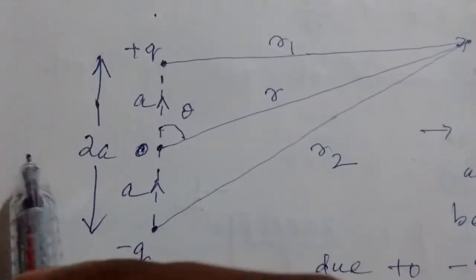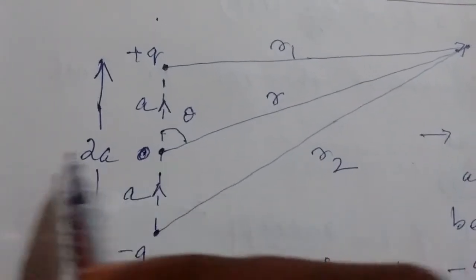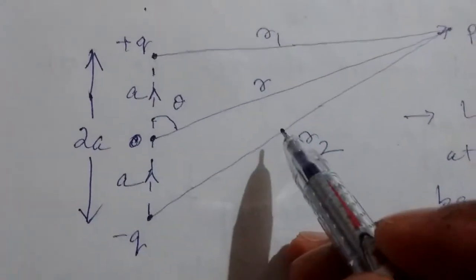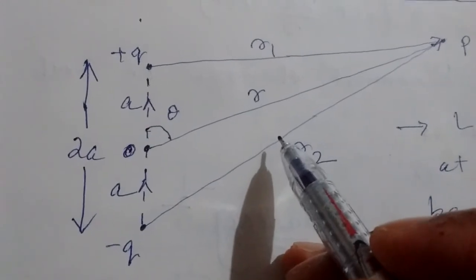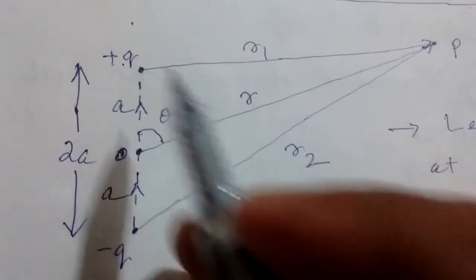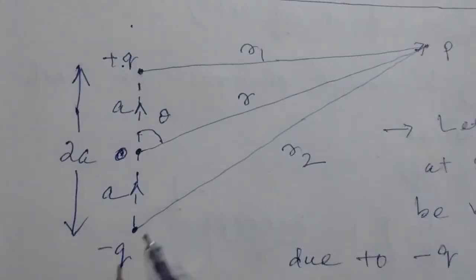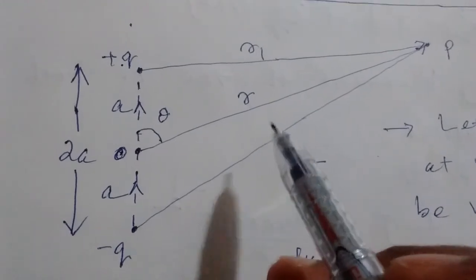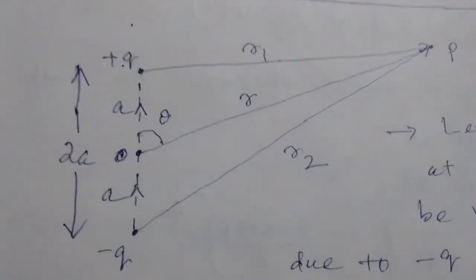We can intuitively check it also. You look here. If the point P is on this plane, at any random position, its distance from plus q will be equal to distance from minus q. Due to its position symmetry, potential due to plus q here will be exactly negative of potential of minus q here, and they will cancel each other. That's why it is 0 everywhere.